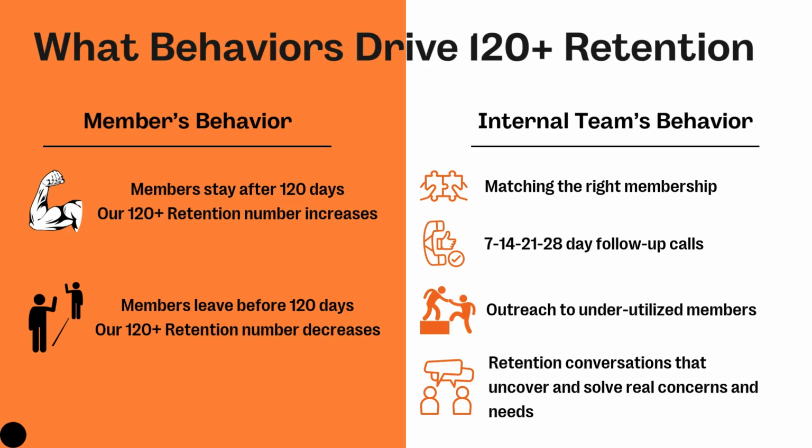One of the most important things to consider when looking at KPIs is what human behavior creates that KPI. In this case, we have two different groups of people. We have our members and we have our internal team. For our members, they can either stay past 120 days or they can leave before 120 days. Internally, there are many things that we do and can do to impact this number.